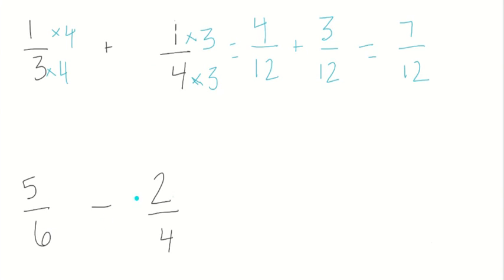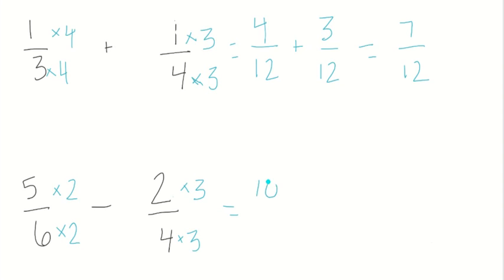Now I have 5/6 and 2/4, and I'm going to subtract this time. So my largest denominator is 6. Can 4 be multiplied by something to reach 6? No. So let's go ahead and multiply 6 by 2. 6 by 2 is 12. Can 4 be multiplied by something to reach 12? Yes, it can be multiplied by 3 to reach 12. And then it was 6 times 2 is 12. If I do it to the denominator, I have to do it to the numerator to keep it balanced.